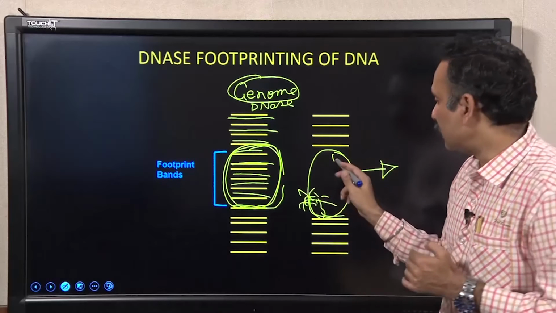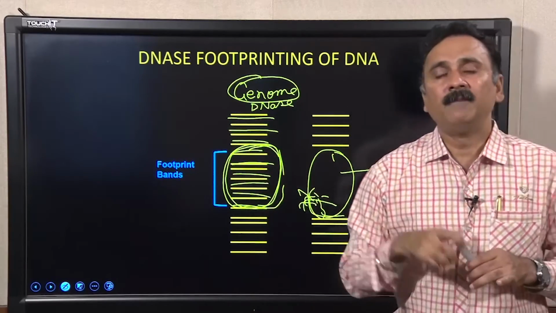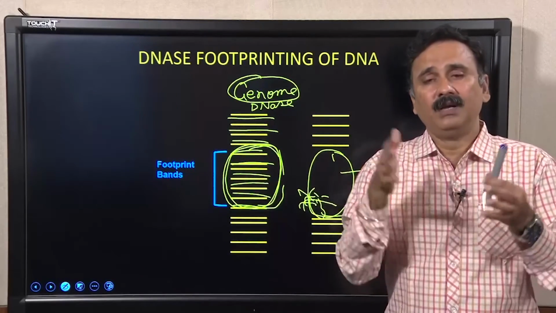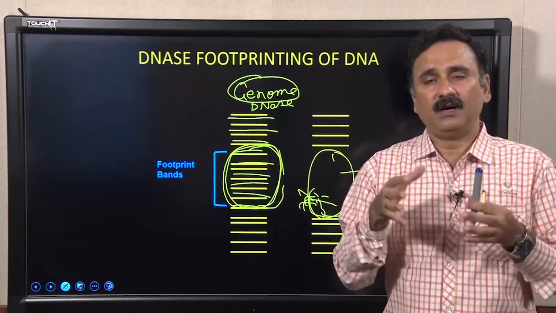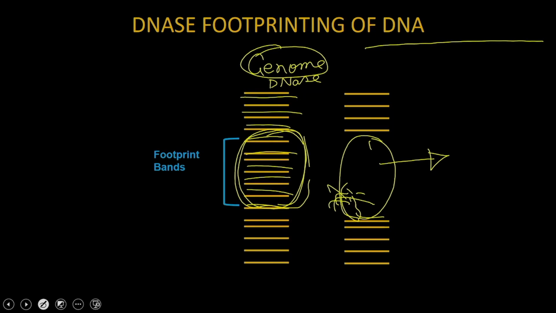So, the bands corresponding to this portion are actually the site where your protein is interacting, and that is the philosophy of DNA footprinting. You can imagine that you have a very large DNA, and in this DNA at one point you have a region where the protein is bound.